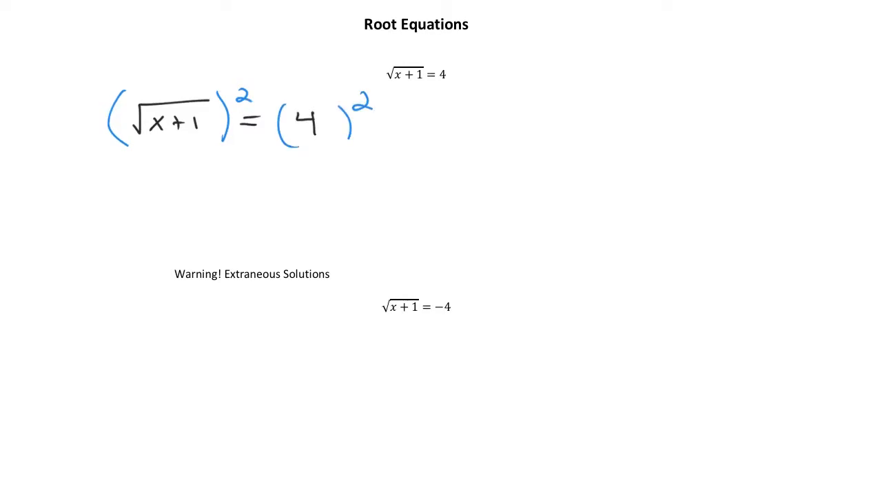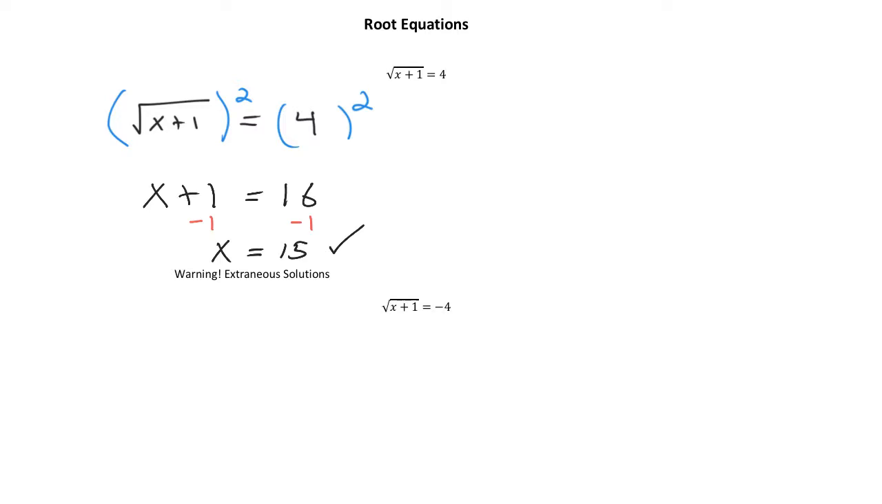If you square a square root, they cancel, and you're left with just x plus 1, the thing that's underneath the square root. If you square 4, well, that's just 16, and you've removed the square root from the equation, making it possible to now solve for x. You can subtract 1 from both sides, and we get that x is equal to 15.